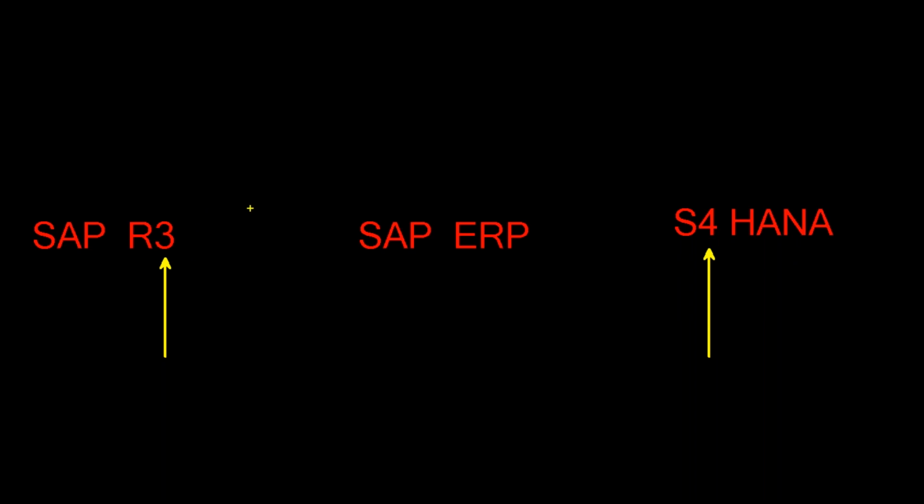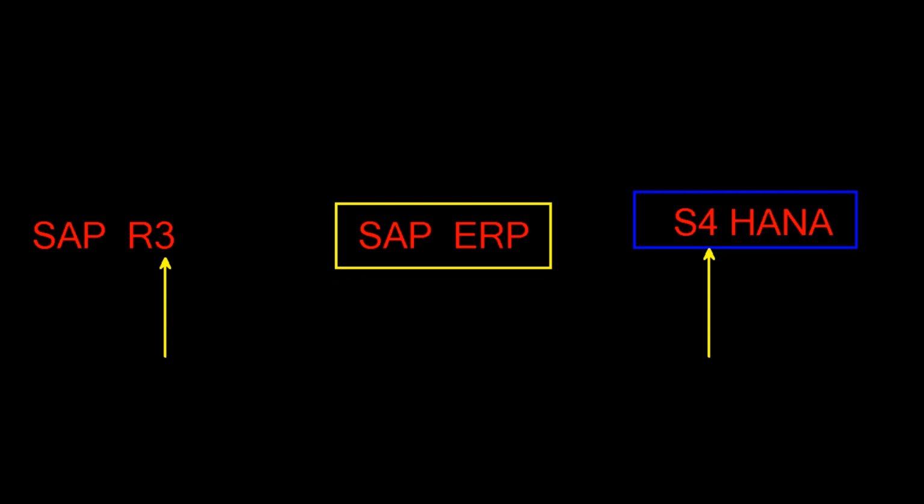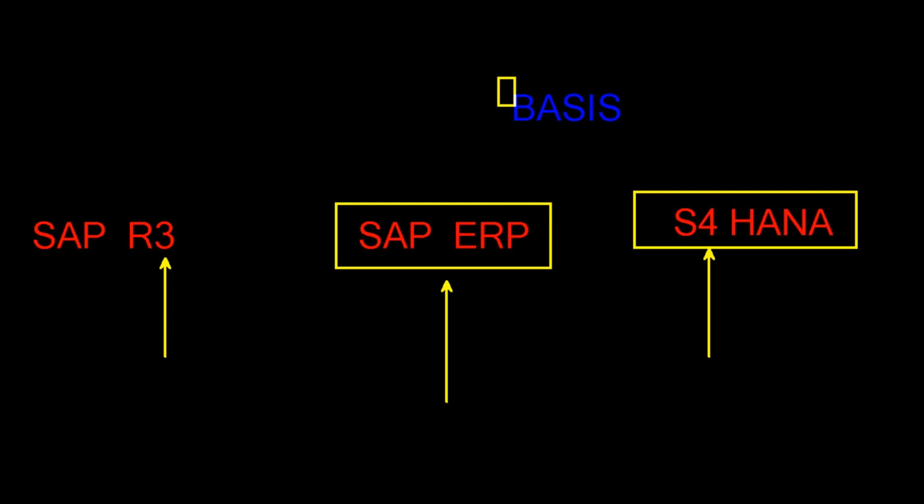SAP R3 is not used in organizations nowadays. SAP ERP and SAP S4 HANA, these two applications are in use in the market at present. Basis is a module which runs on both applications. SAP S4 HANA is not a module, it's an application only. Our T codes we can run on SAP ERP and SAP S4 HANA.